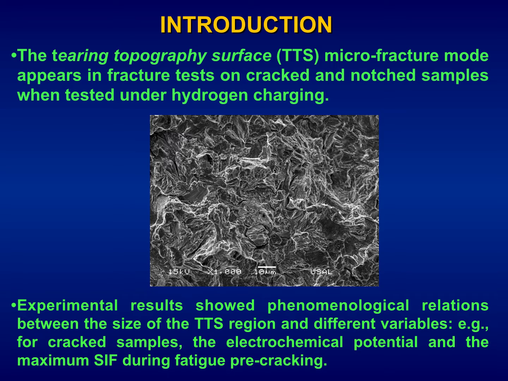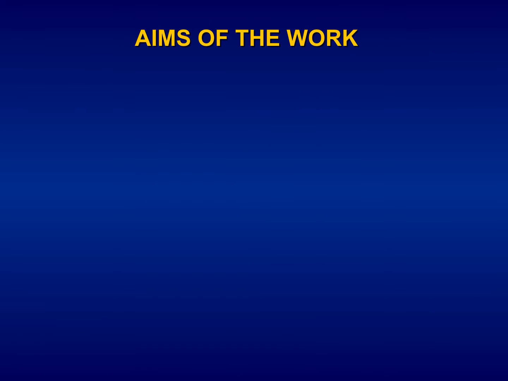The Tearing Topography Surface, TTS, is a microfracture mode appearing in fracture tests on cracked and notched samples when tested under hydrogen charging. This is the appearance of tearing due to hydrogen. It's a kind of hydrogen-assisted microdamage. We have observed experimental results showing phenomenological relations between the size of the TTS region and different variables, e.g., for cracked samples, the electrochemical potential, and the maximum stress intensity factor during fatigue pre-cracking.